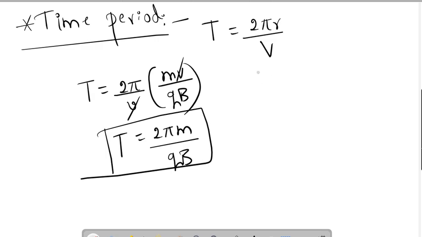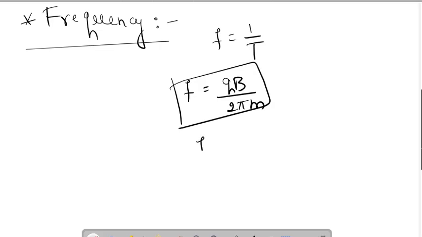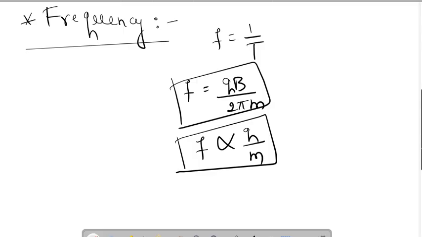Now coming to the frequency. That is f is equal to 1 by T. So the reciprocal of the time period is the frequency, and you will get qB divided by 2 pi m. Okay, where the frequency is directly proportional to the charge by mass. Now this is the frequency.